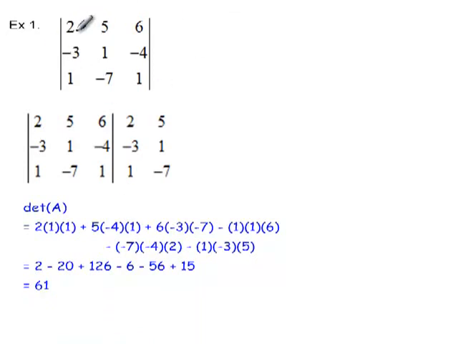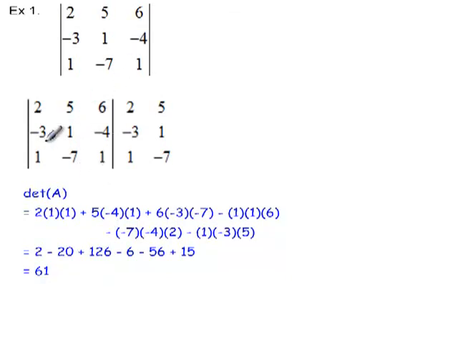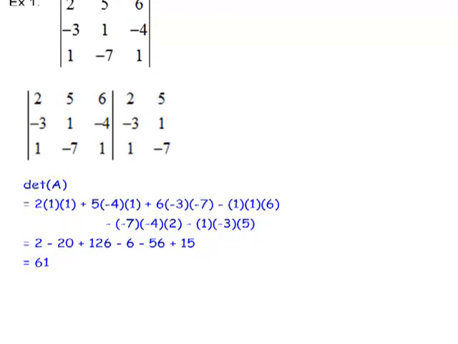So the 3 by 3 will be 2, negative 3, 1 first column, 5, 1, negative 7, 6, negative 4, 1 will be the 3 by 3 matrix and the determinant. Now we copy the first 2 columns and put them on the side. So the shortcut method will be the following. You're going to carefully, sometimes you can just eyeball the numbers. Sometimes the first time maybe you can draw the line.